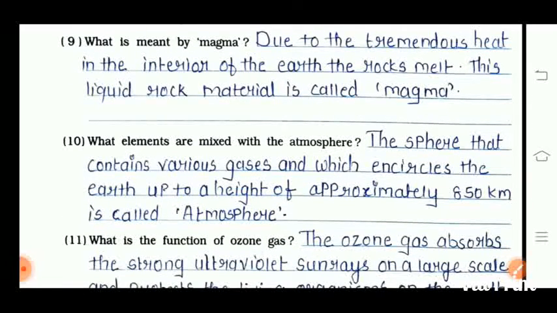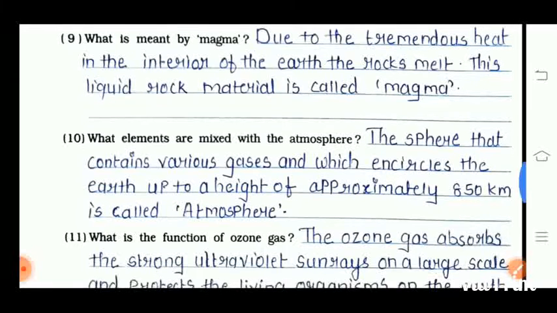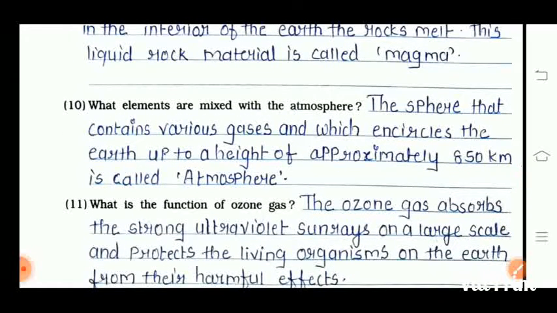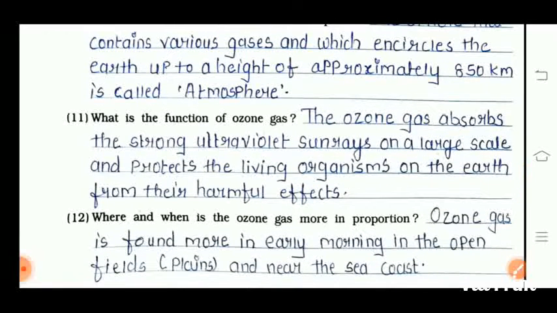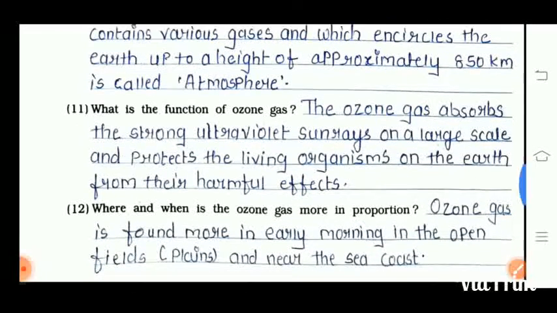Question number 10 is what elements are mixed with the atmosphere? The sphere that contains various gases and which encircles the earth up to the height of approximately 850 km is called atmosphere. Question number 11 is what is the function of ozone gas? The ozone gas absorbs the strong ultraviolet sun rays on a large scale and protects the living organisms on the earth from their harmful effect.